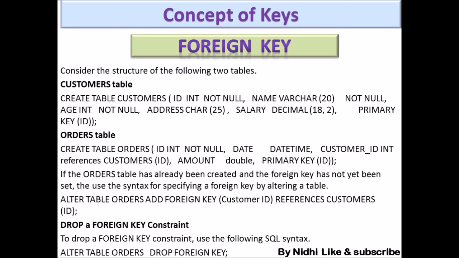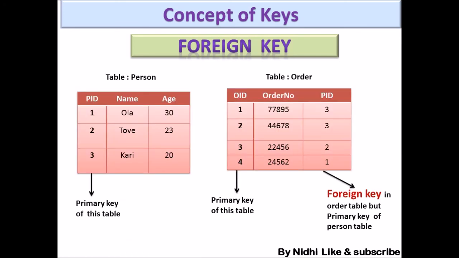So here you can see how we can drop a foreign key. Okay, maybe foreign key is not clear to you, but it becomes clear with this example. So see here, we have two tables. One is the person table and the other is the order table.